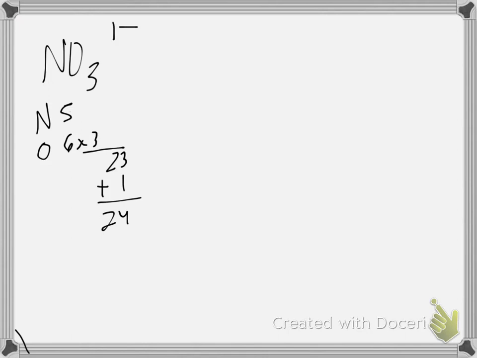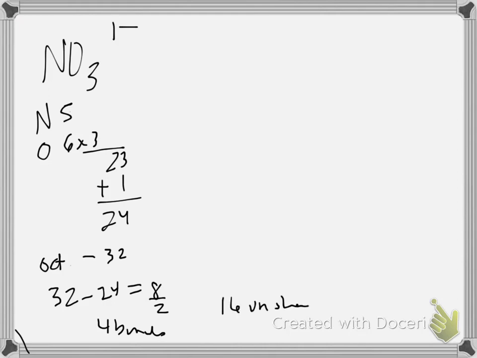24 valence. If everybody was satisfied, and I'll take my other little shortcut of saying everybody wants 8, we have 4 of them, so the octet is 32. So shared is 32 minus 24, or 8 shared. Divided by 2, that means 4 bonds. And how many unshared pairs do we have? Well, we have 24 and we're sharing 8, so we have 16 unshared.